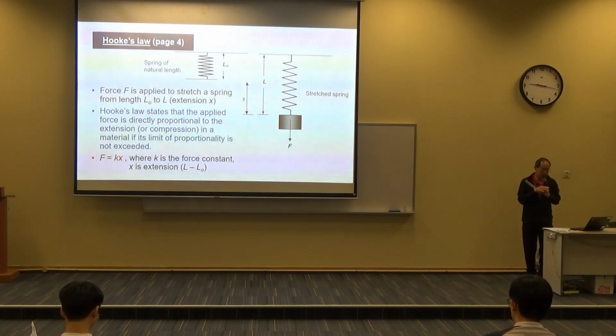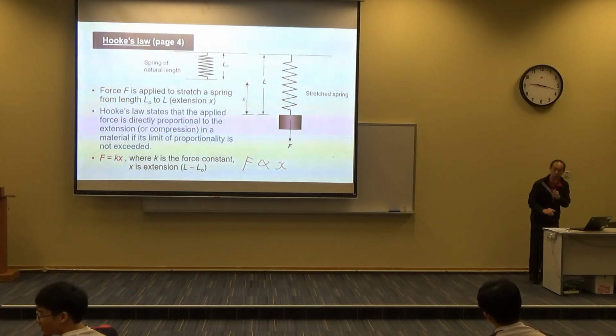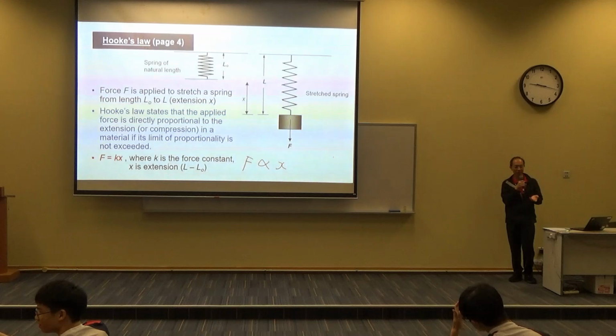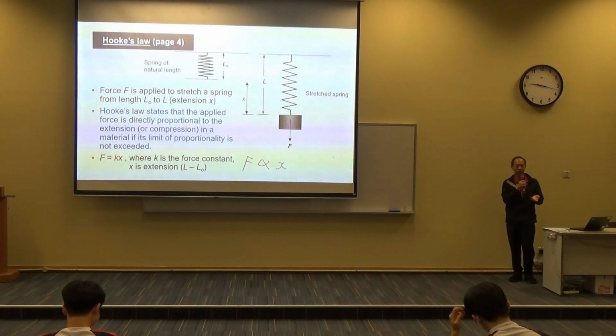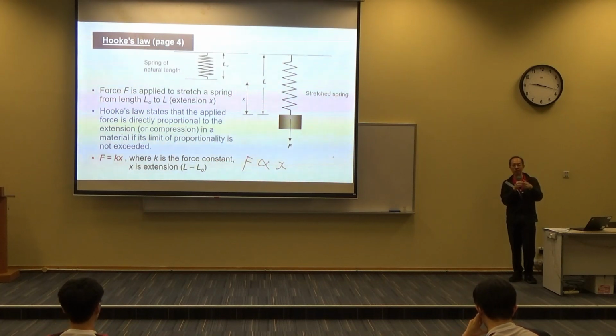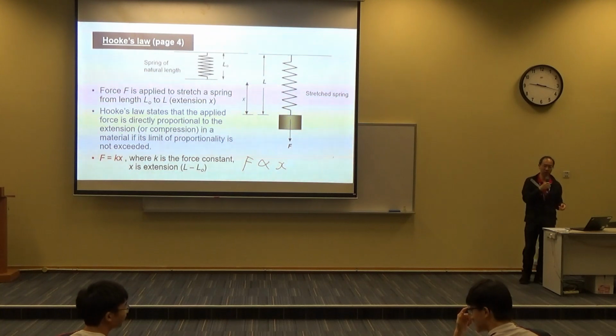In terms of equation, it is written this way. Wherever you have a proportional relationship, F proportional to X, this is a proportional relationship. To change it to an equation, I have to introduce a constant. The constant in this case they call the force constant. So when I want to change F proportional to X into an equation, I just introduce a constant K, then it becomes F equals Kx. Now the K is sometimes also called the spring constant.